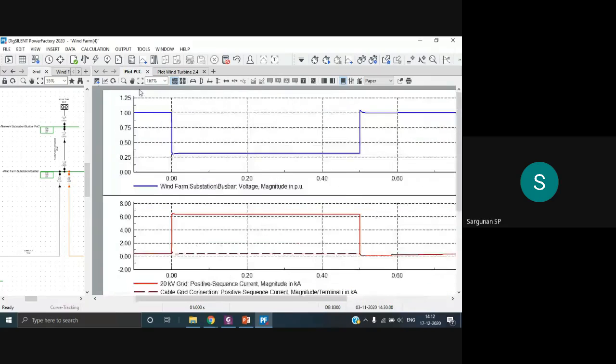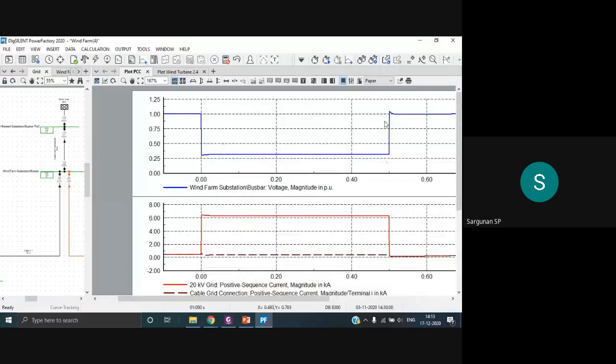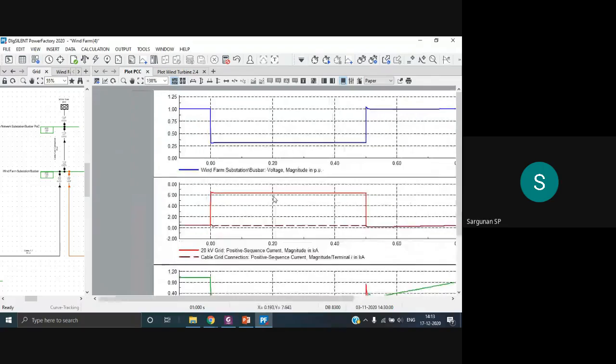Here you can see, as I told, I've given a fault with a certain impedance. So the voltage is not faulted to zero. It is around 0.3 or something. It is an arc fault. I'm maintaining the fault up to 0.5 seconds, and after 0.5 seconds, the fault is cleared. That part is isolated from the system.